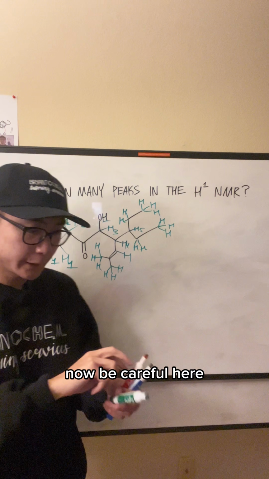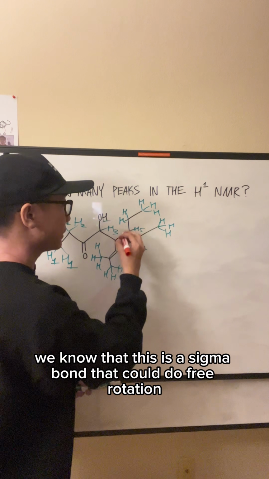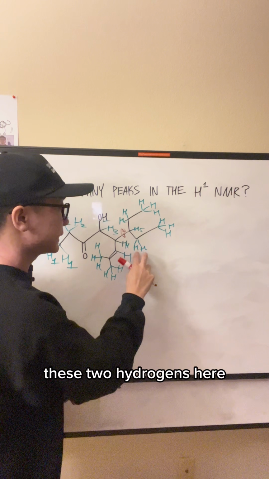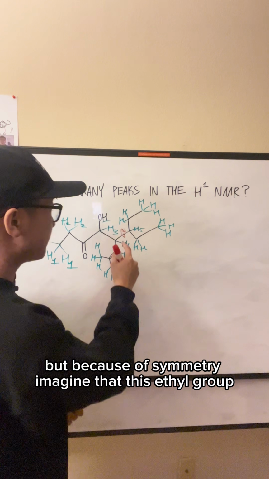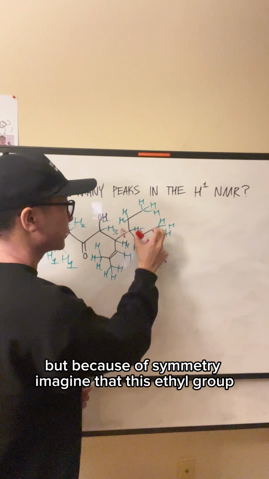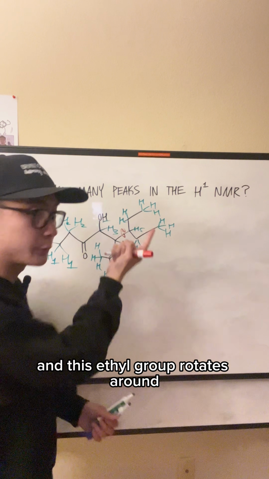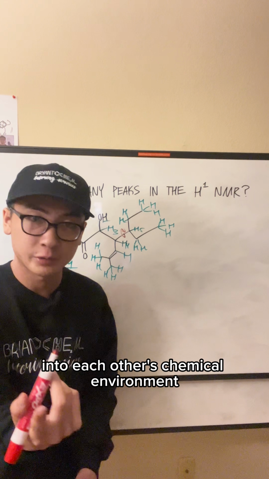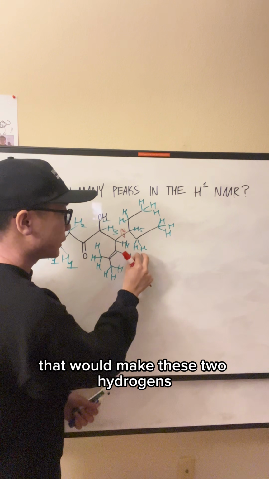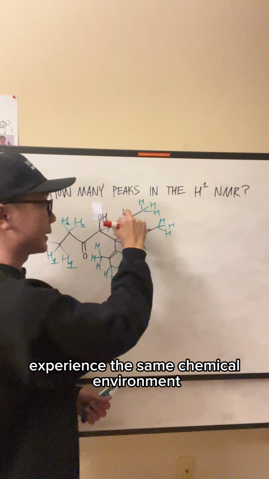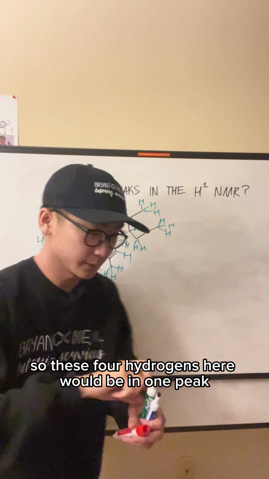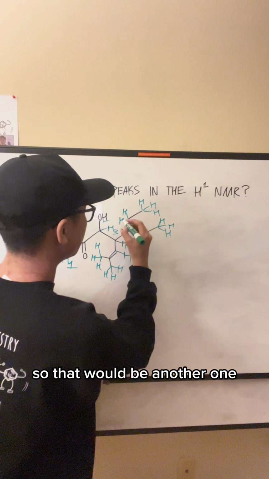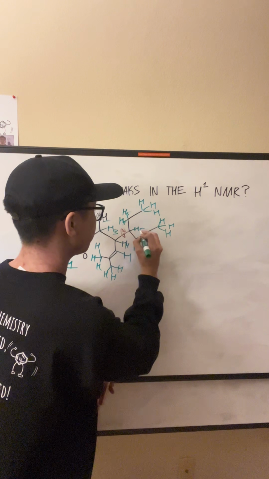Now, be careful here. We know that this is a sigma bond that can do free rotation. These two hydrogens here look different than these two hydrogens right there, but because of symmetry, imagine that this ethyl group and this ethyl group rotates around into each other's chemical environment. That would make these two hydrogens experience the same chemical environment as these two hydrogens. So these four hydrogens here would be in one peak. So that would be another one. So this would be our fifth peak.